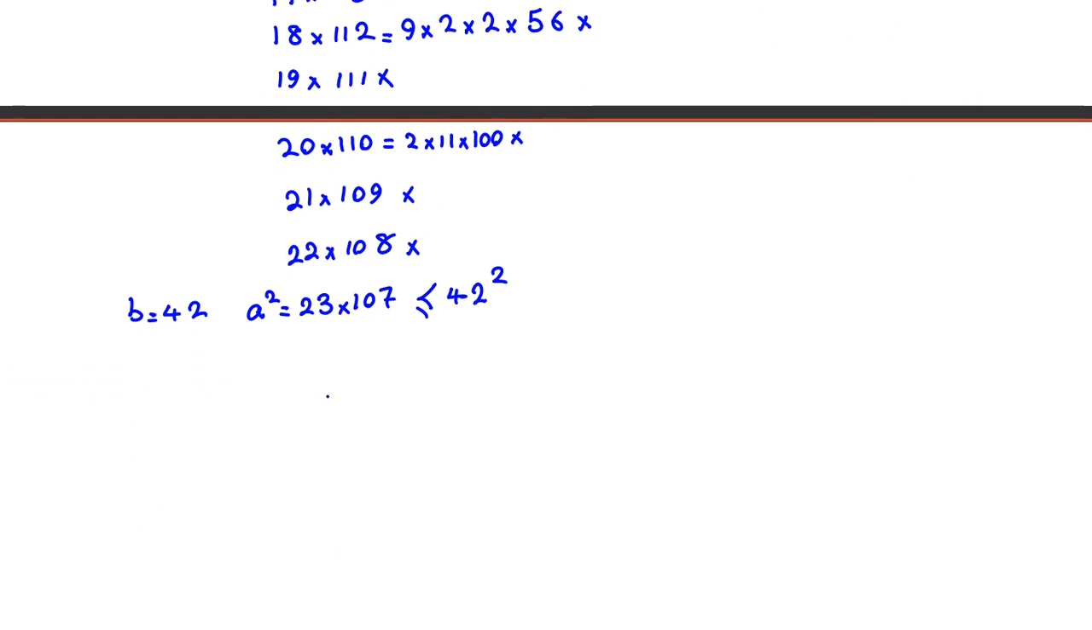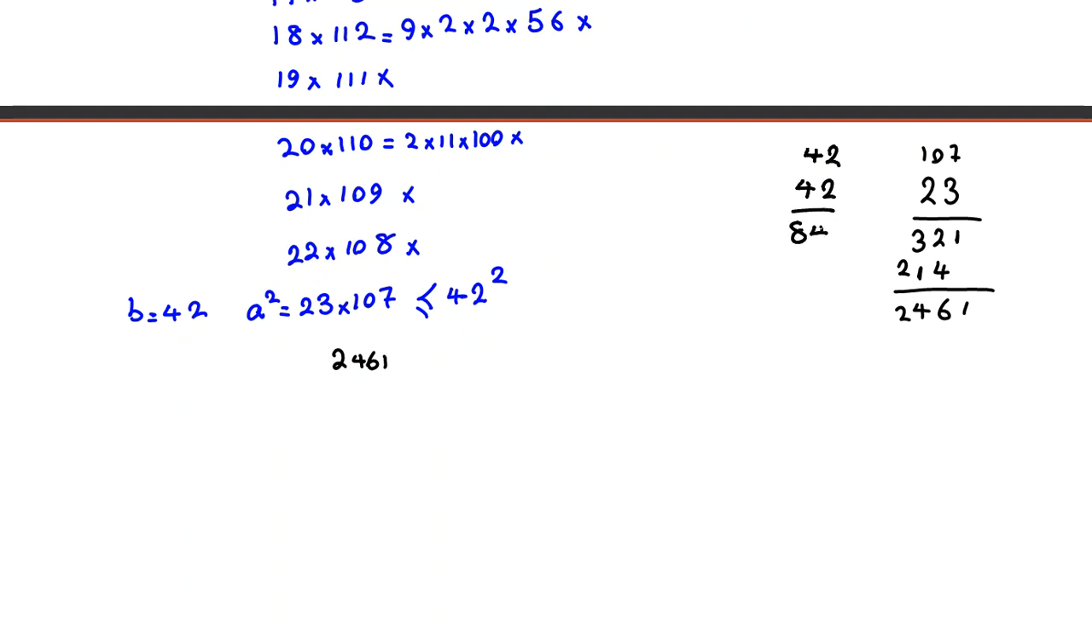So let's see, is it correct or not? If we calculate this part, 23 times 107, 3 times 7, 21, 3 times 0, 2, 3, 2 times 7, 14, 1, 2. So 2461. 42 squared, 42 times 42. It's 84, 4 times 2, 8, 16. So it's 1764, which is right? So from some part here, A will be greater than B.